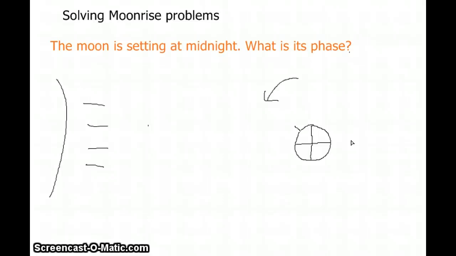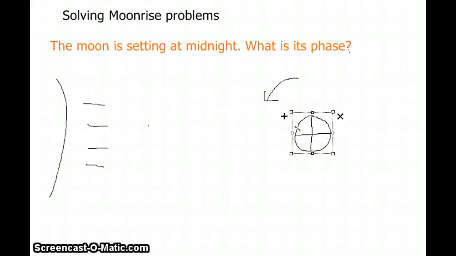All right, convert it into an overhead problem because those are easy. It's setting at midnight. When is it overhead? Well, 6 hours before it sets. 6 hours before midnight, that's 6 p.m. So here it's 6 p.m. right here. Oops. 6 p.m. is right here. So where's the moon? Overhead at 6 p.m. Oh, so a moon that sets at midnight is a first quarter moon.